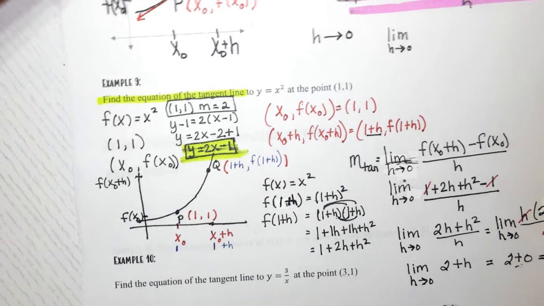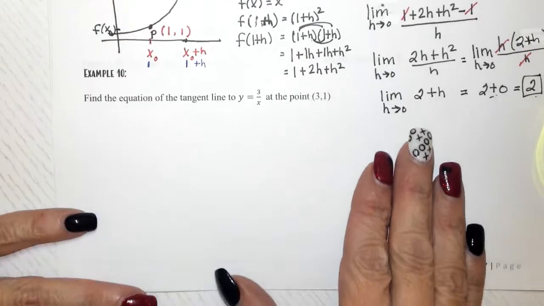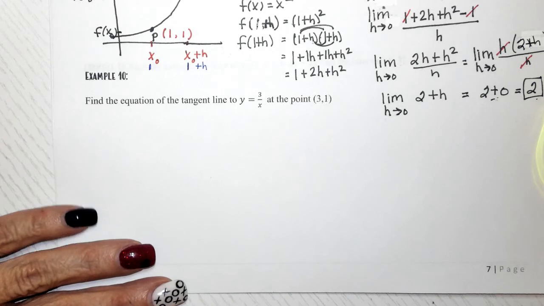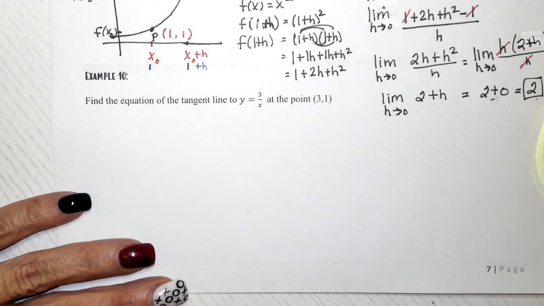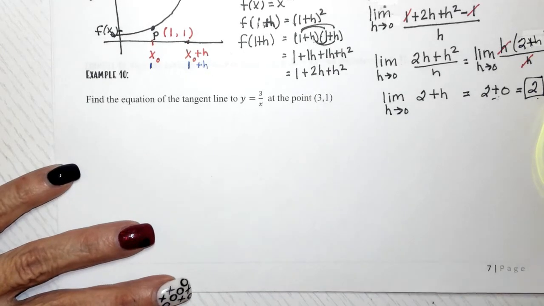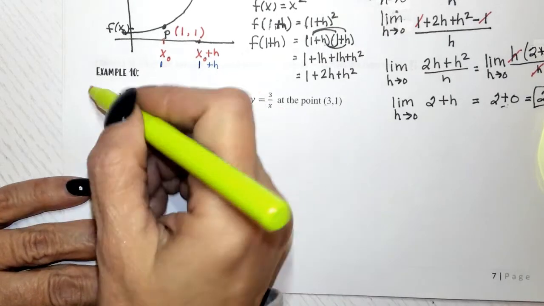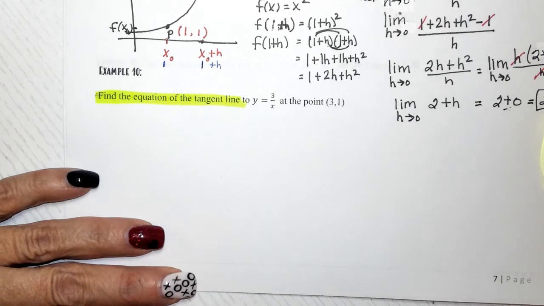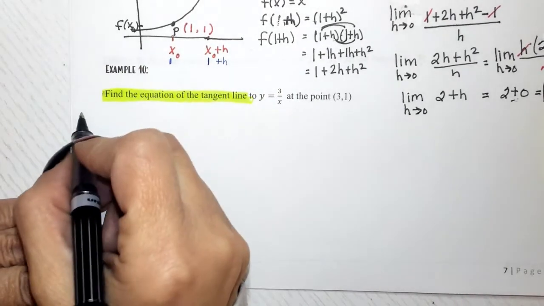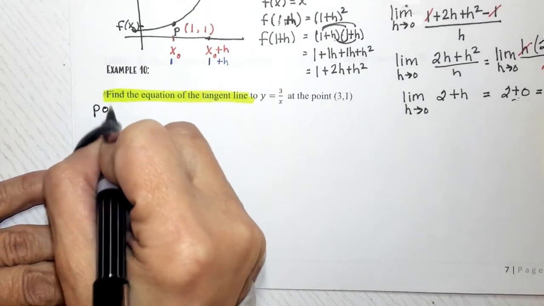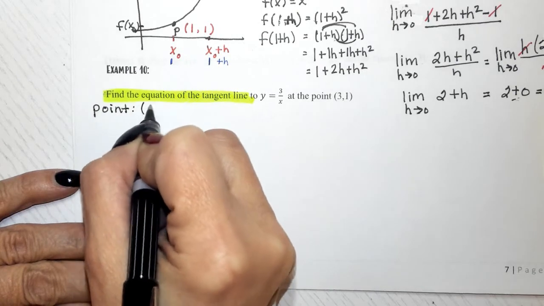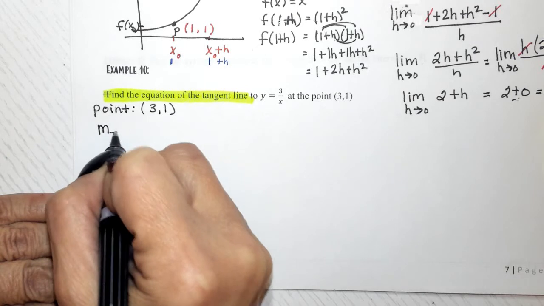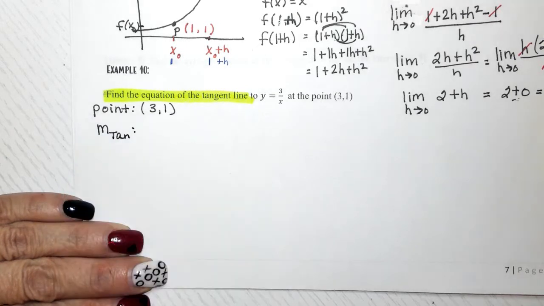Okay, let's try another one. Number 10. And again, you can rewind that one if you need it. Find the equation of the tangent line to y equals 3 over x at the point 3, 1. Okay, so again, we are finding the equation of the tangent line. So if we're finding the equation of a line, we have two things that we need. One is we need a point, and the point that we have in this situation is 3, 1. The second thing we need is we need the slope of the tangent line, which we don't know.